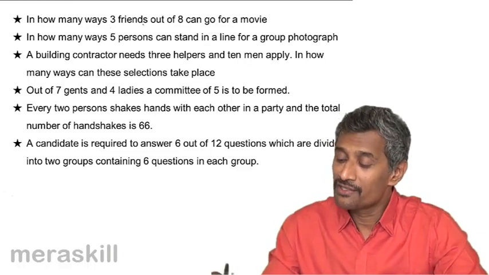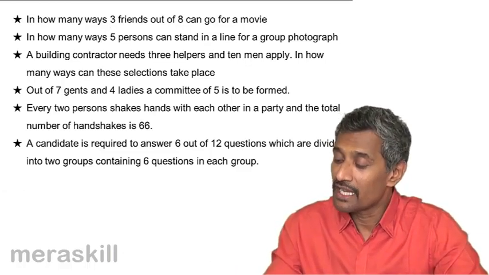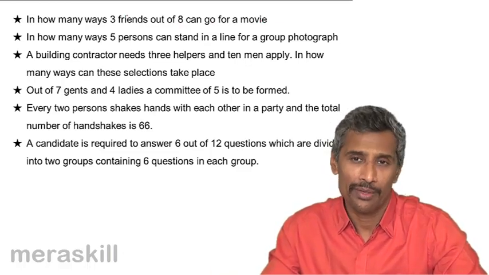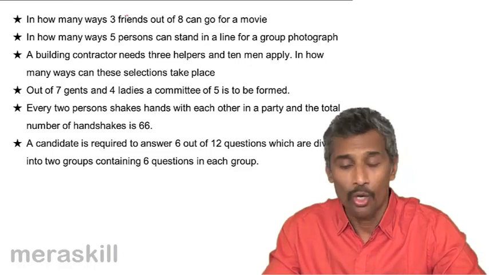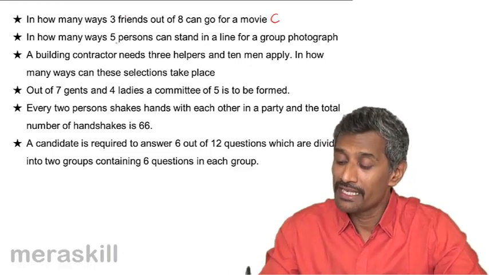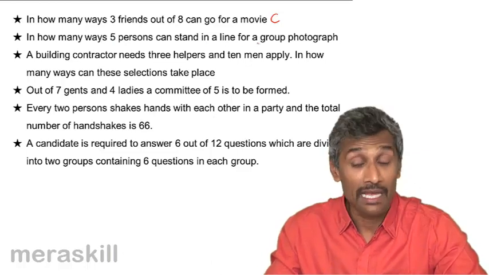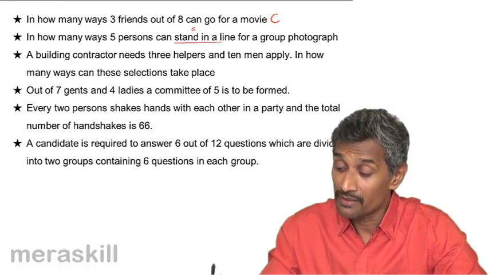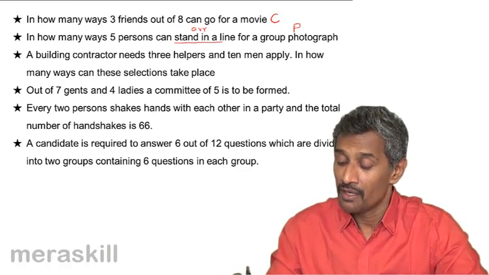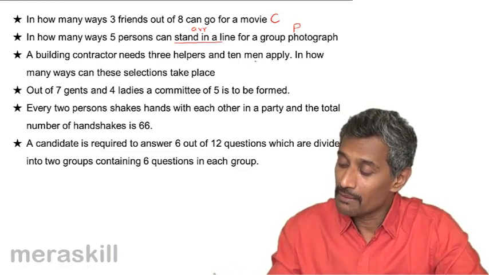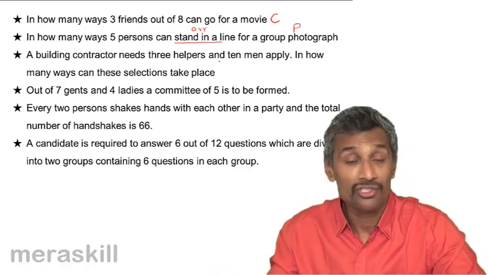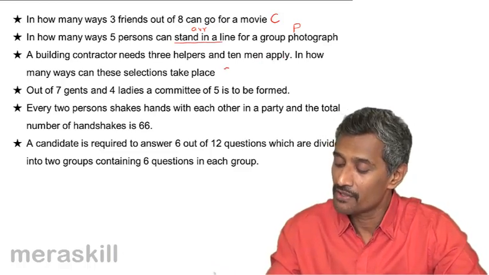In how many ways can 3 friends out of 8 go for a movie? So there are 8 of them, out of which 3 are going. Now A, B and C, the order is not important, so it's a clear case of combination. How many ways can 5 persons stand in a line? So it is an arrangement. So it's a permutation. A building contractor needs 3 helpers and 10 men apply. In how many ways can the selection be made? Selection, it is a clear-cut case of combination.